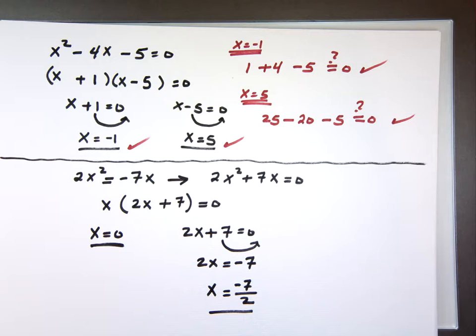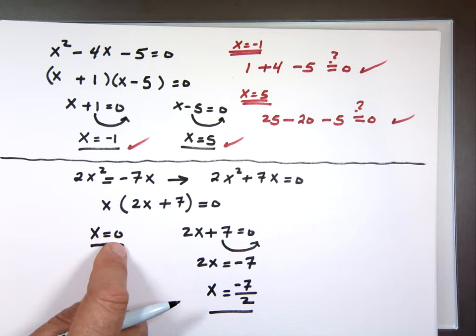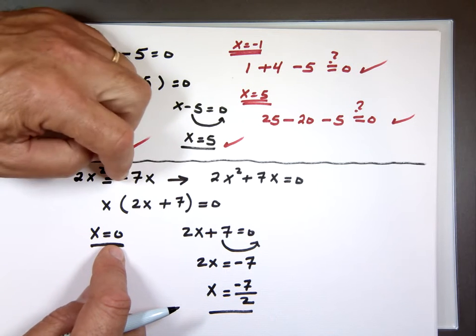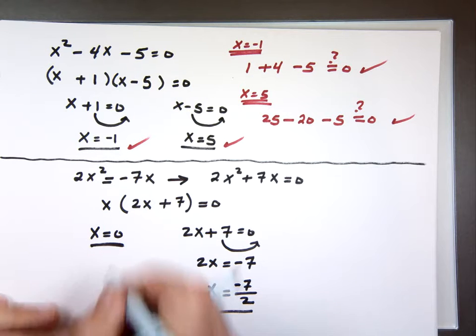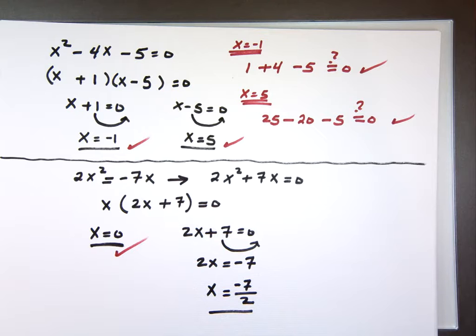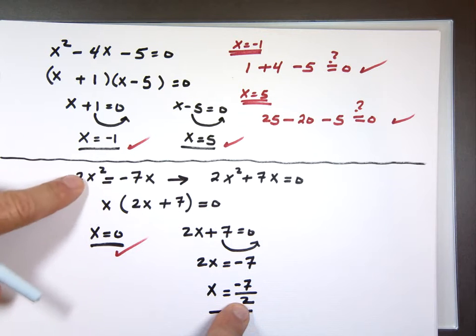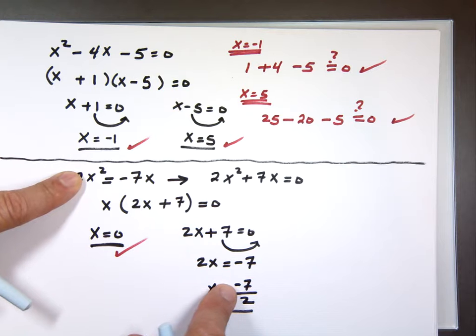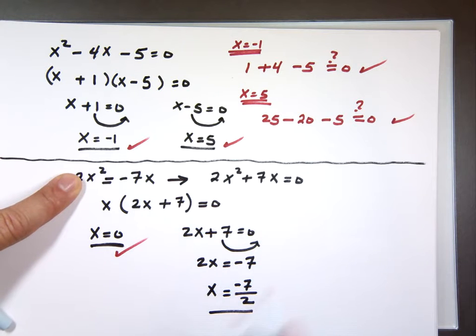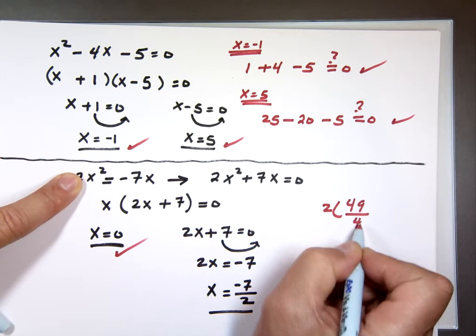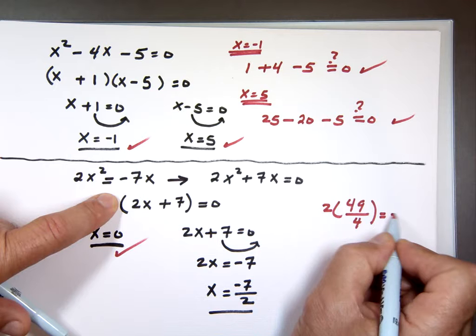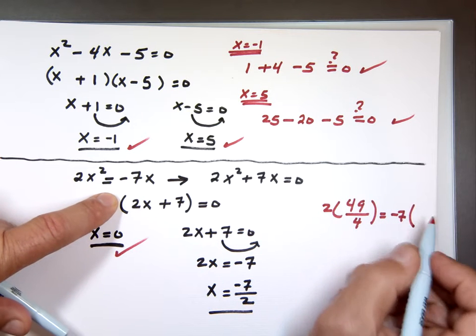And again, you can test your answer. When x is 0, 2 times 0 is 0, negative 7 times 0 is 0. That's fine. I checked that one, takes 2 seconds. This one's a little bit tricky because it's a fraction. So to check this one, first you have to square it. Negative times a negative, positive 49 over 4. Negative 7 times x, which is negative 7 over 2.